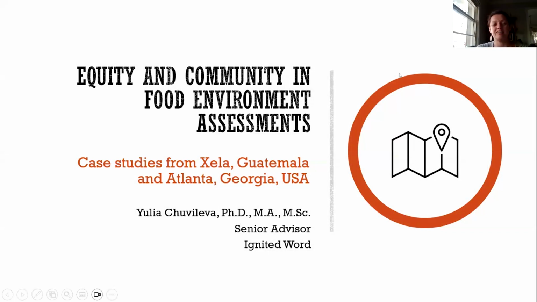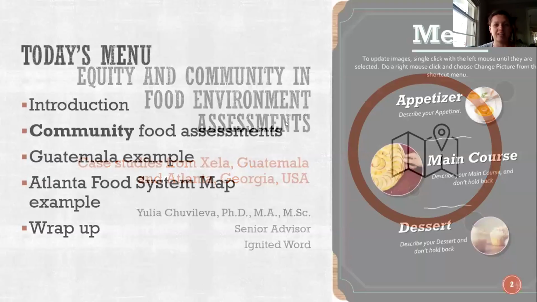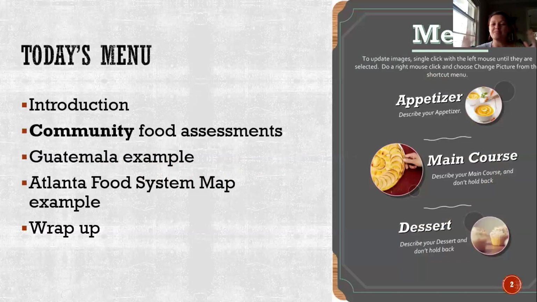Thank you so much, Kolia, and thank you everybody for being here and for the opportunity to share some of our work with you today. And I'm glad to have gotten an introduction because that can save us some time. So for today's menu, in keeping with our food theme, I'm going to skip the introduction. I'm going to tell you a little bit about the place of community in food assessment, or rather where I feel like it's often lacking. And I'll give an example from my work in Guatemala, then another example from our work in Atlanta, which is where I'm based right now, before we wrap up.